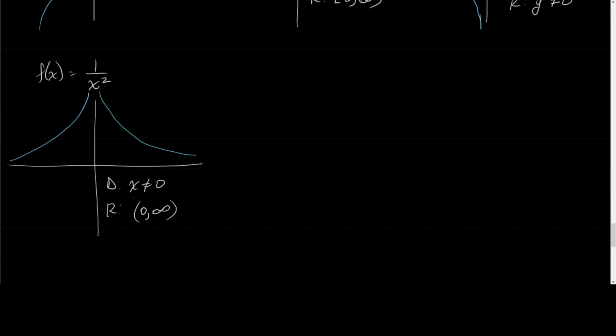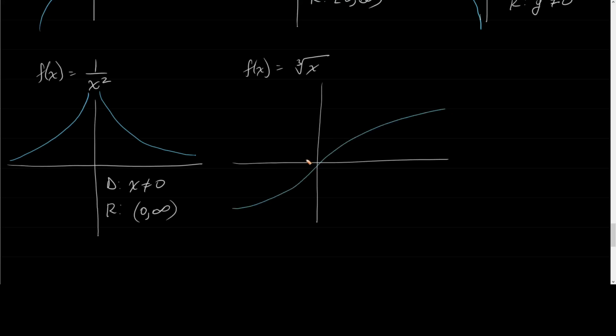The next one would be f of x is equal to the cube root of x. The cube root of x. And this looks something like this. In here, the domain is all real numbers, and the range is also all real numbers. But that's what the cube root of x looks like.